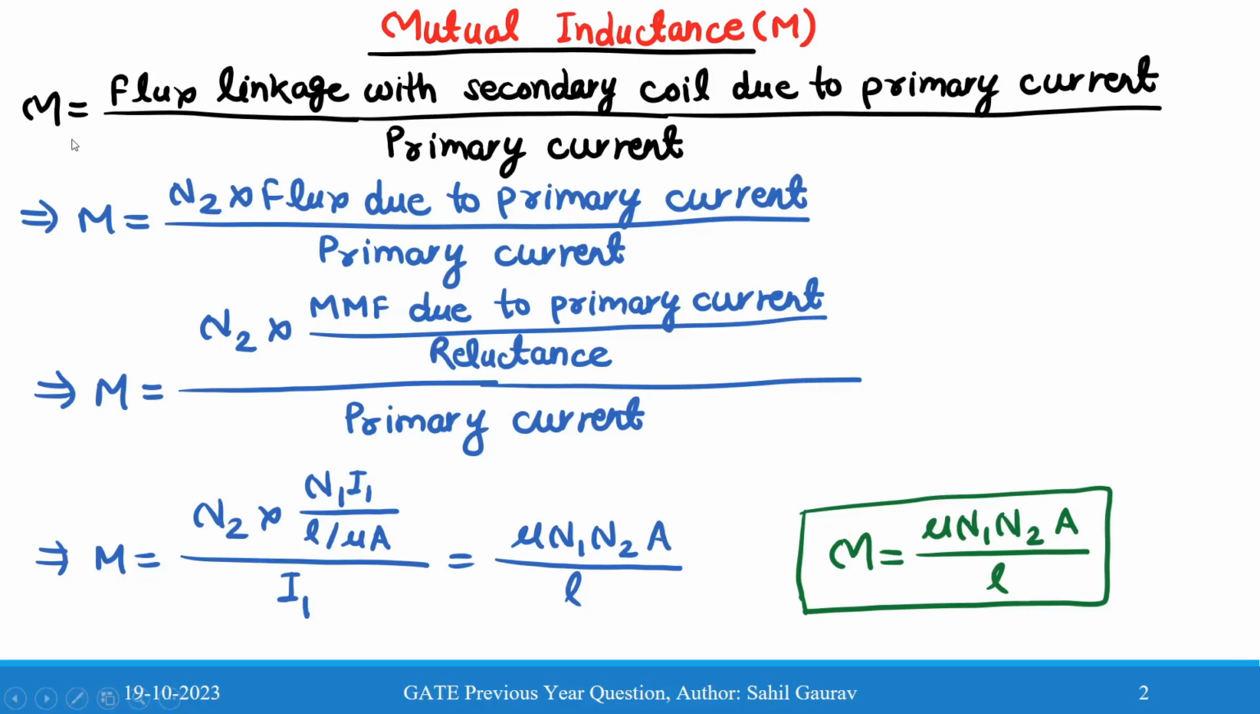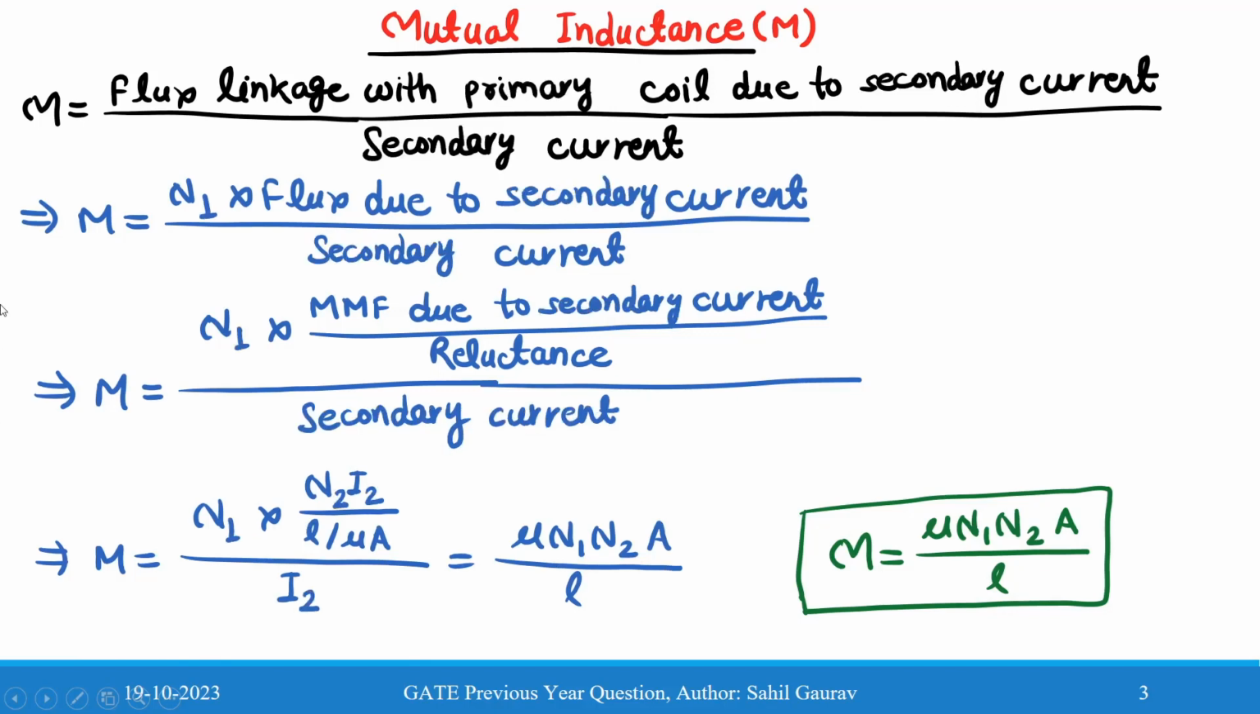In terms of the secondary coil, mutual inductance is the ratio of flux linkage with the secondary coil due to primary current to the primary current. Flux linkage will be turns times flux, so N2 multiplied by the flux due to primary current, divided by primary current. Flux is the ratio of MMF and reluctance. MMF due to primary current is N1 I1, the turns of the primary winding times the current flowing through it, and reluctance is L divided by mu A. On putting all these values, you get mutual inductance as mu N1 N2 A divided by L.